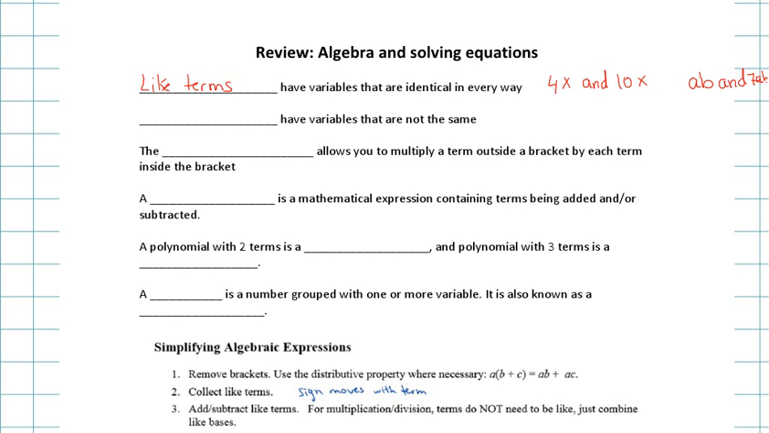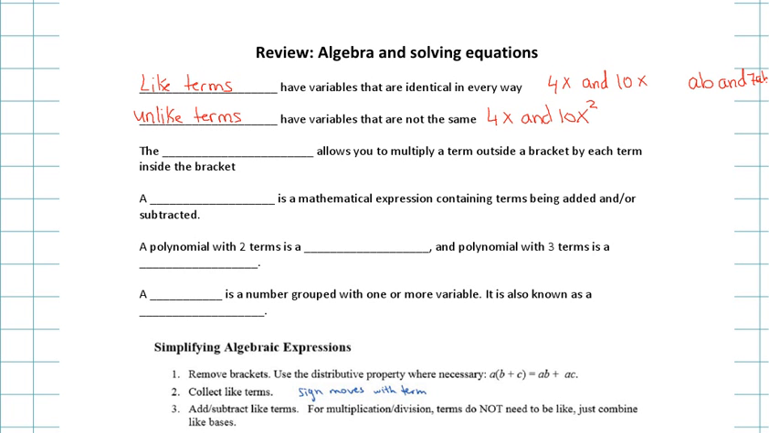Now, unlike terms don't have the same variable. Let's say 4x and 10x squared. These two terms are not like terms. Why? Because the exponent is different. This one has an exponent of 1, this one has an exponent of 2. So that right away makes them unlike terms.